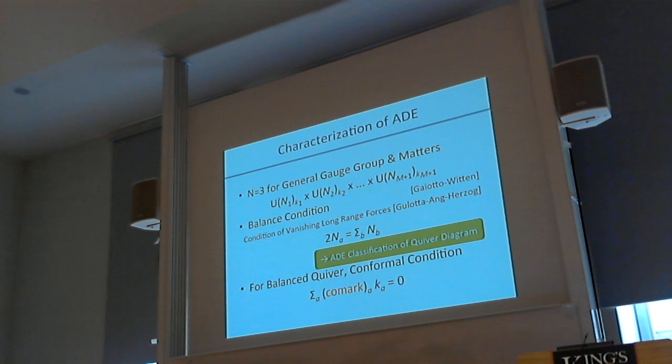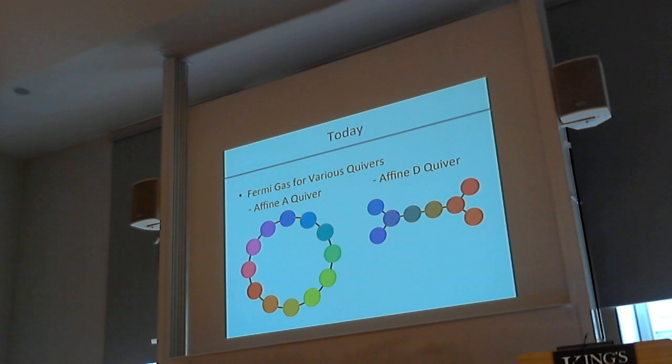But we can refine. We can require a balance condition so that the long-range force vanishes. Then the balance condition forces us to consider the ADE classification. Then for a balanced quiver, if we want the conformal condition, we have to further require this condition for the level K. So today I would like to tell you the Fermi-gas formalism for variance quiver.